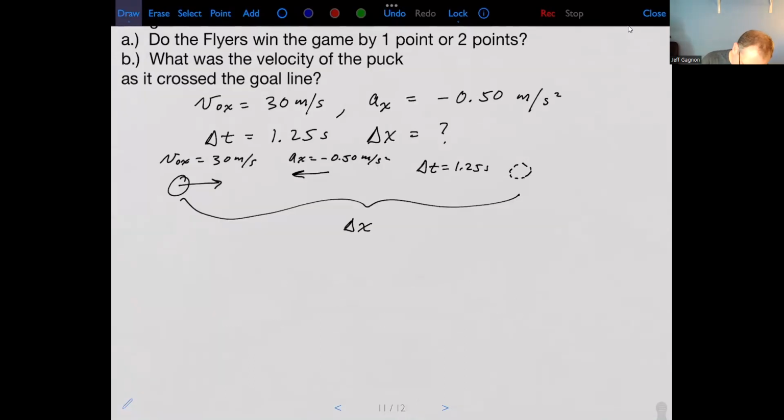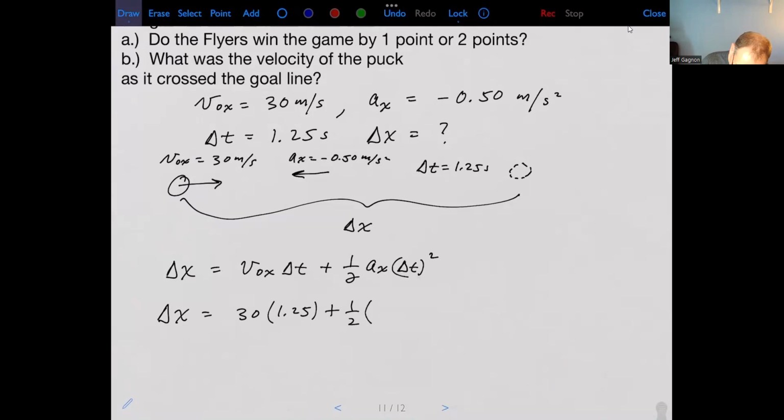Okay, well, it turns out this equation will give us the direct answer, right? Delta x equals v naught x delta t plus 1/2 a_x delta t squared. We have all of this information, right? So we can just plug in here. This is 30. This is 1.25. The acceleration was negative 0.50, 1.25 squared. And if you work this out, this is going to be 37.1 meters.